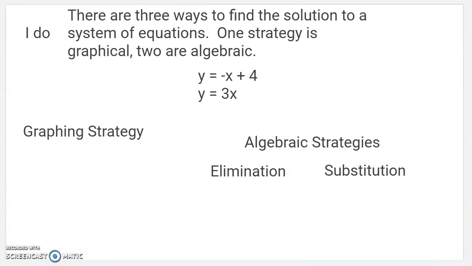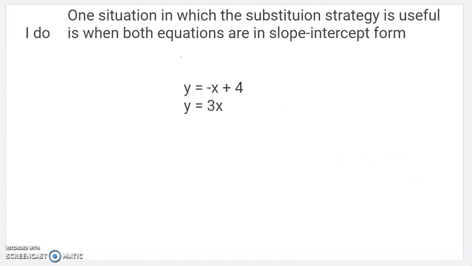So I think I told you a long time ago, there's actually 3 strategies common to finding system of equations solutions. One is graphing, got it. And then the other 2 we call the algebraic strategies, where we end up doing a lot of algebra. We've learned elimination. Going to teach you the third today. It's another algebraic method called substitution. One situation where this strategy is useful is when both are in slope-intercept form like this.